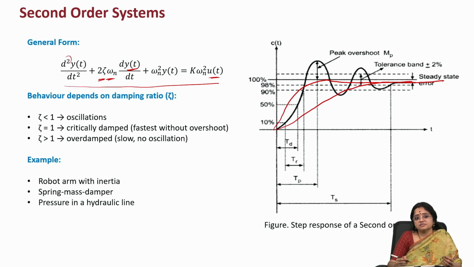If we can reduce the order of the system, the controller design also becomes convenient, and the regulation and maintenance also become convenient. Generally, second order systems will be much more precise compared to first order systems, and the examples include a robotic arm with inertia, a spring mass damper mechanism, or pressure in a hydraulic line. All these come under second order systems.